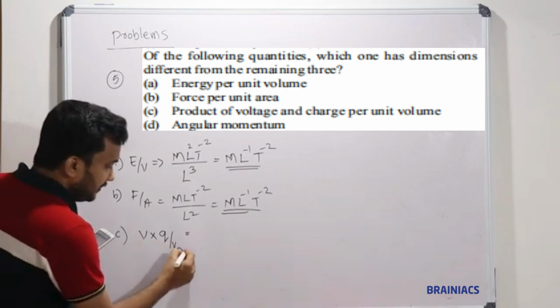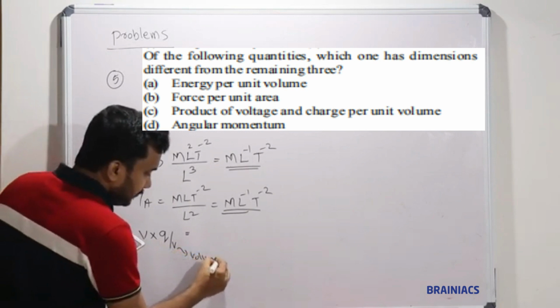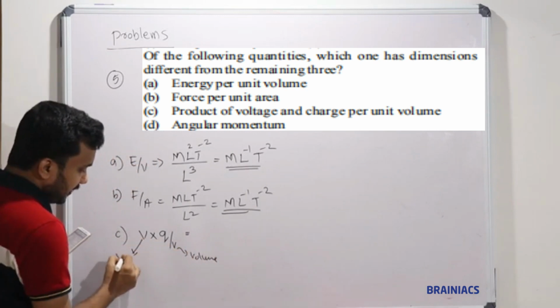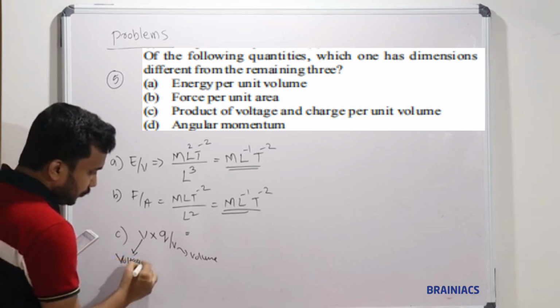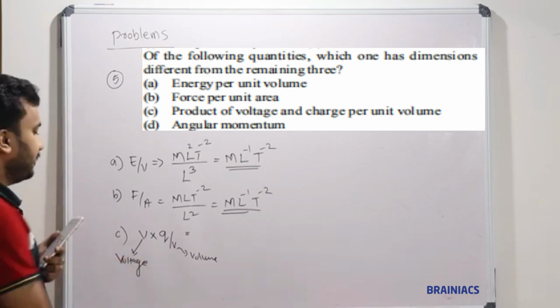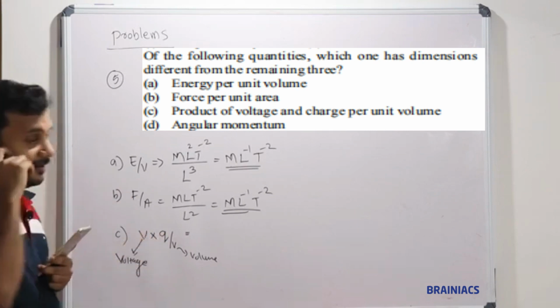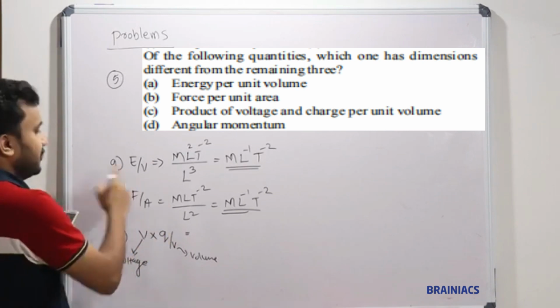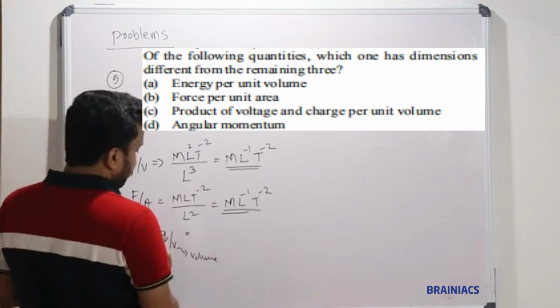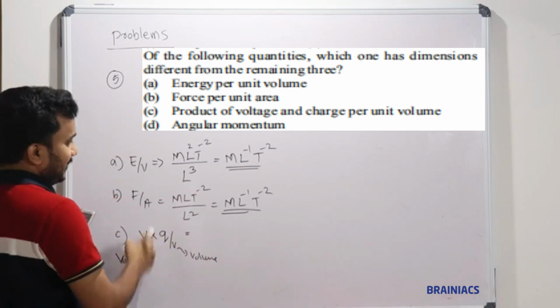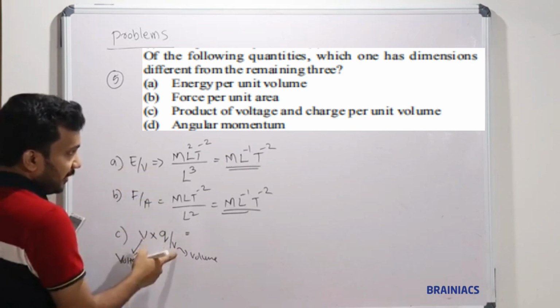This is called volume. This is called voltage. That is given in the question, right? So do not confuse between the two V's; one I have written capital, one small. QV, charge into voltage, is called energy. It's a unit of energy. So the numerator is energy, divided by the denominator, which is volume.